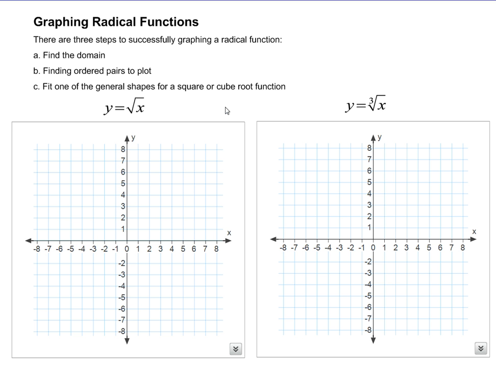The way I basically see this whole process is that if we're going to successfully graph a radical function, we're going to have to do three things. Number one, we have to be sure what our domain is, and we just talked about that in the last two videos. We have to be able to find the ordered pairs that we need to plot our expressions. And then we want to fit one of the general shapes for either a square root or a cube root function. So let me first start off by showing you the cube root and the square root functions.